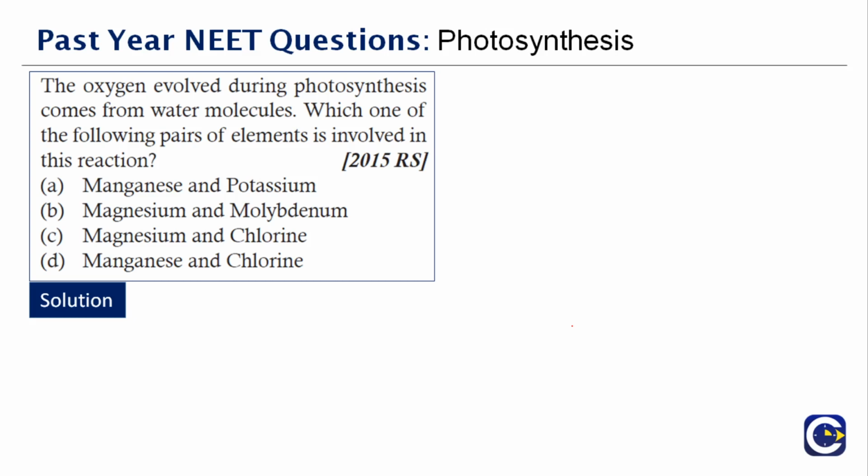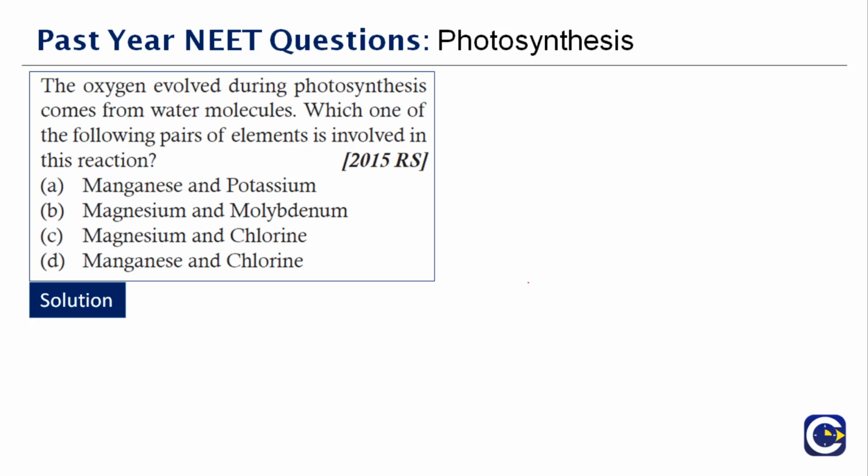When we spoke about chlorophyll, we saw the molecular formula had magnesium in it, and we also said the element that is helpful in it is also magnesium. But here they are asking us the oxygen evolved during photosynthesis comes from water molecules. Which one of the following pairs of elements are involved in this reaction? Magnesium has nothing to do here. They are not asking about any help in photosynthesis. The photosynthesis has been completed and oxygen has been evolved from the process.